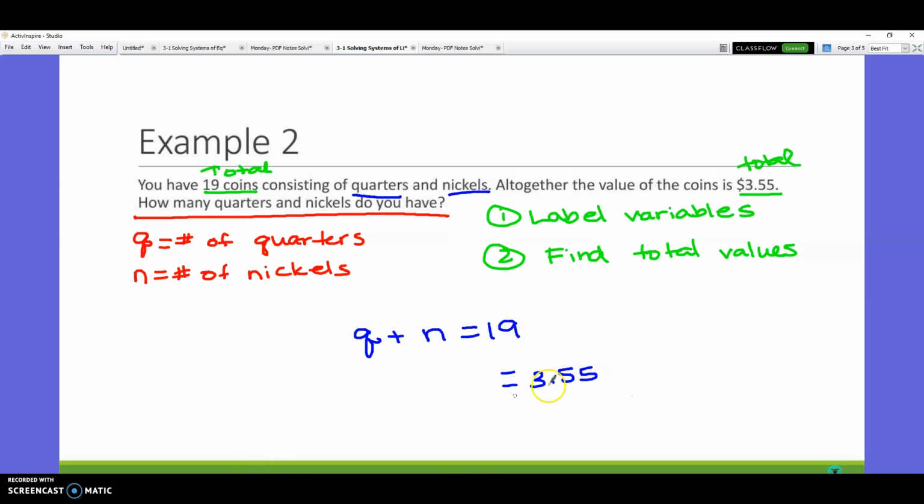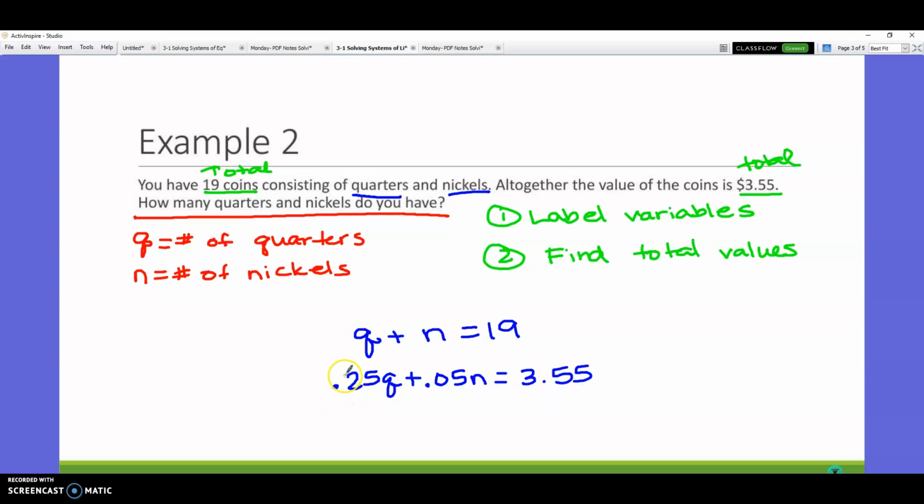What am I doing to get $3.55? Well, I'm taking the quarters, multiplying it by 25 cents, taking my nickels, multiplying it by 5 cents, which is 0.05, and then that should equal 3.55. Okay, so now I have the total coins equation and the total money equation. 0.25Q plus 0.05N is equal to 3.55. Now that I have my two equations, now I would just solve.